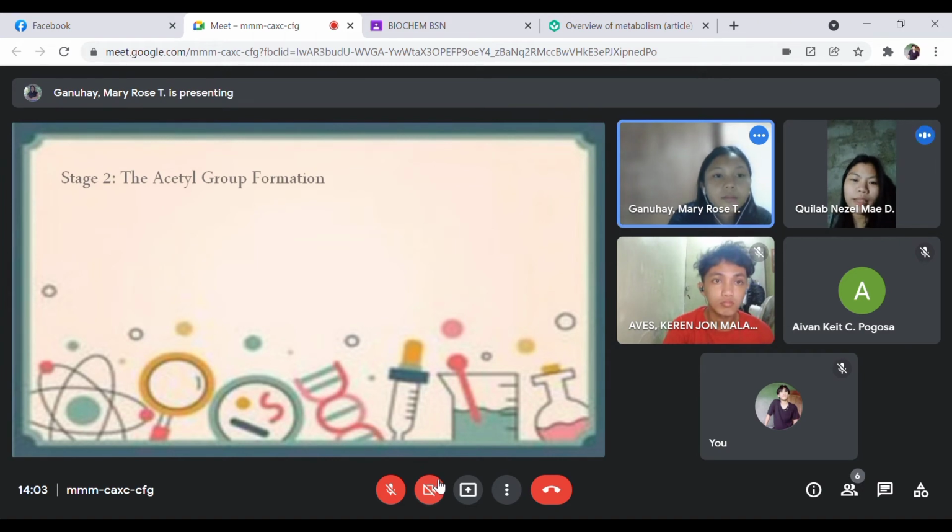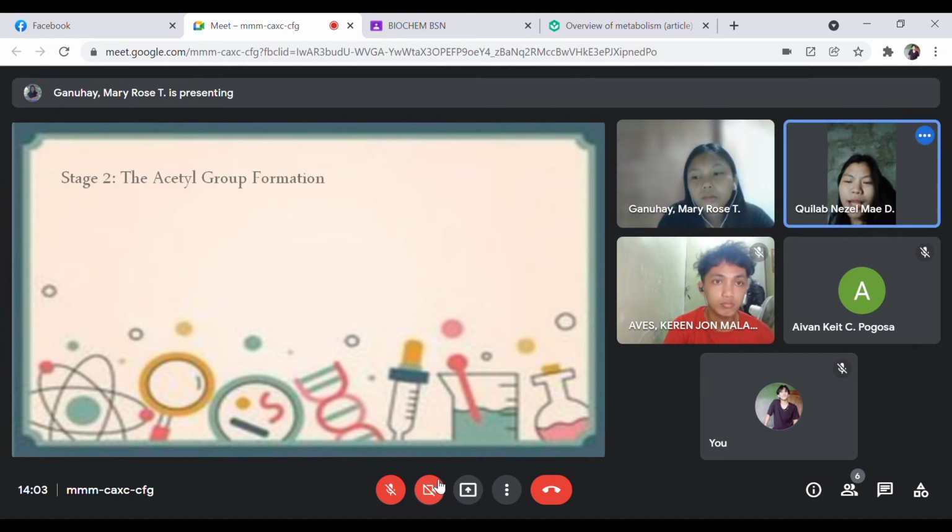The next stage will be the acetyl group formation. The acetyl group is represented by the chemical formula CH3CO. Acetyl is produced by the breakdown of pyruvate, a derivative of carbohydrate. When pyruvate breaks down, it produces small two-carbon molecules. When they react with CoA, the combined molecule becomes acetyl CoA.